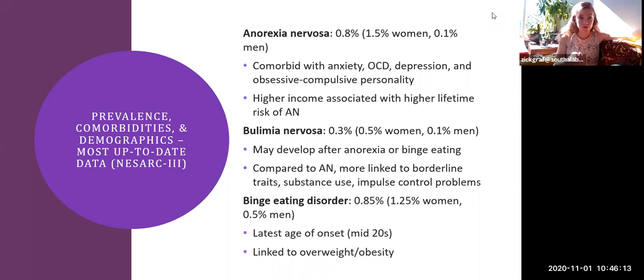So whereas anorexia nervosa is obviously linked to being underweight, in the population, binge eating disorder is linked to overweight and obesity. So people with binge eating disorder are more likely to have higher BMIs. There's actually no relationship between bulimia nervosa and body weight in representative samples. People with bulimia nervosa are anywhere on the weight spectrum from healthy weight to obese.